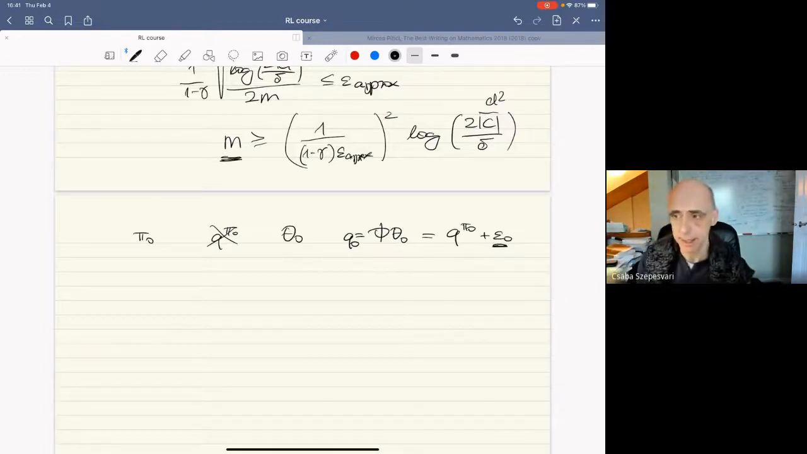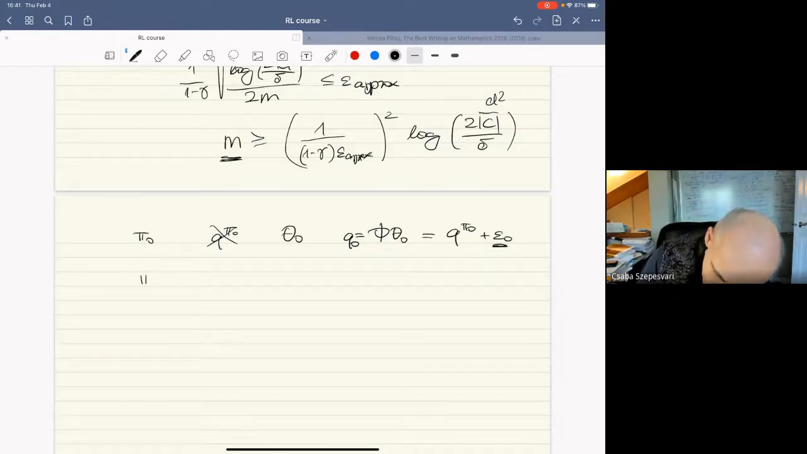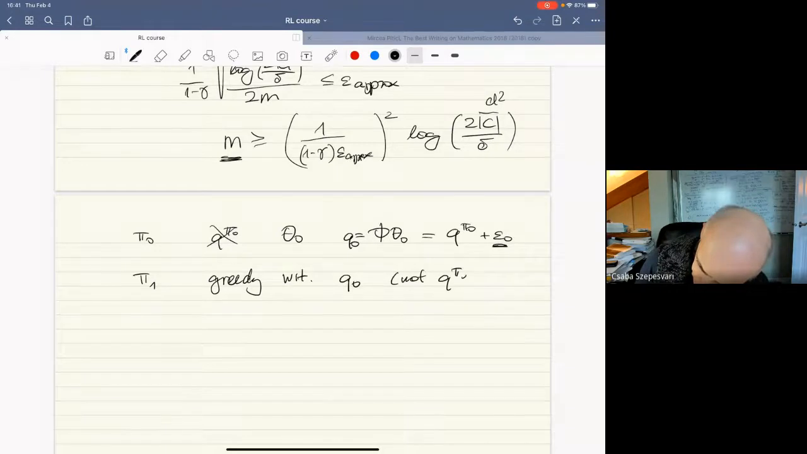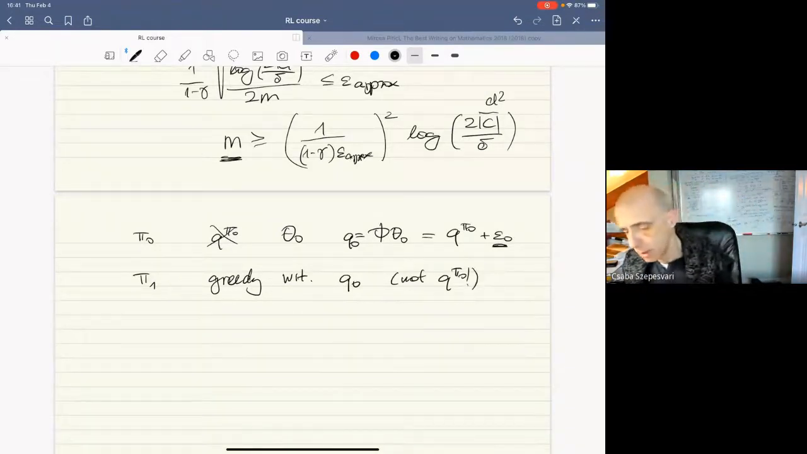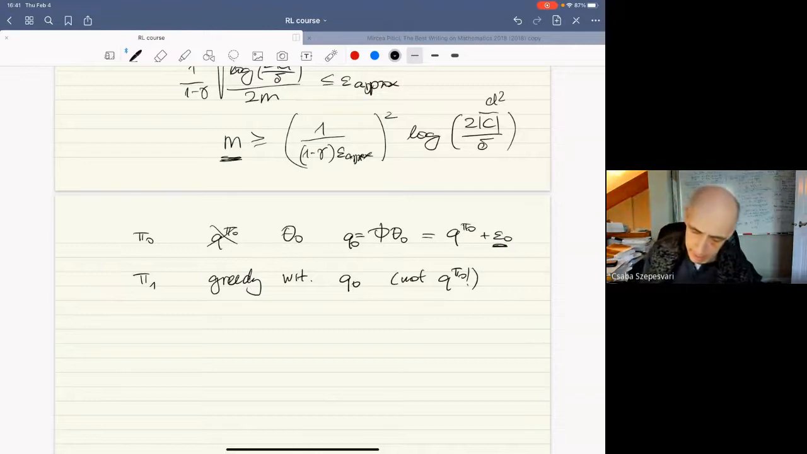And then we can't do any better. Well, okay, so that's the first idea. Maybe we can do better, but what we can do is choose pi 1 to be greedy with respect to q naught, not q pi naught. Okay, so q naught is not q pi naught. And then we can continue this.